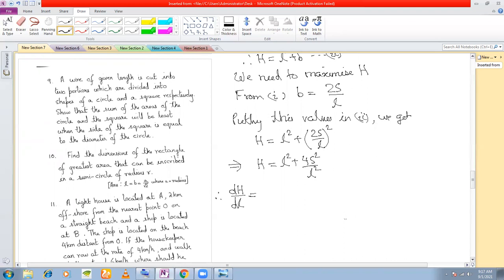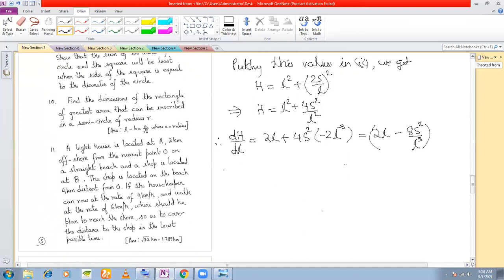Therefore, dH by dL is equal to 2L plus. Now S is constant, so 4S square will also be a constant. You can take it out of the differentiation, into 1 by L square. Differentiation of 1 by L square is the same as differentiating L to the power of minus 2. And what is the derivative of L to the power of minus 2? Minus 2 L to the power of minus 3. So you get here 2L minus 8S square by L cube.